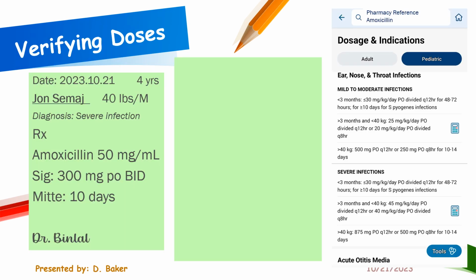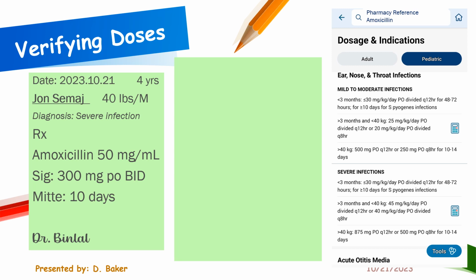So now that you have explored calculating the doses given all of those patient-specific information, what do you do with that information when you are on the other side receiving a prescription for treatment of any specific condition? You need to be verifying the doses that you're seeing on that prescription. What happens?